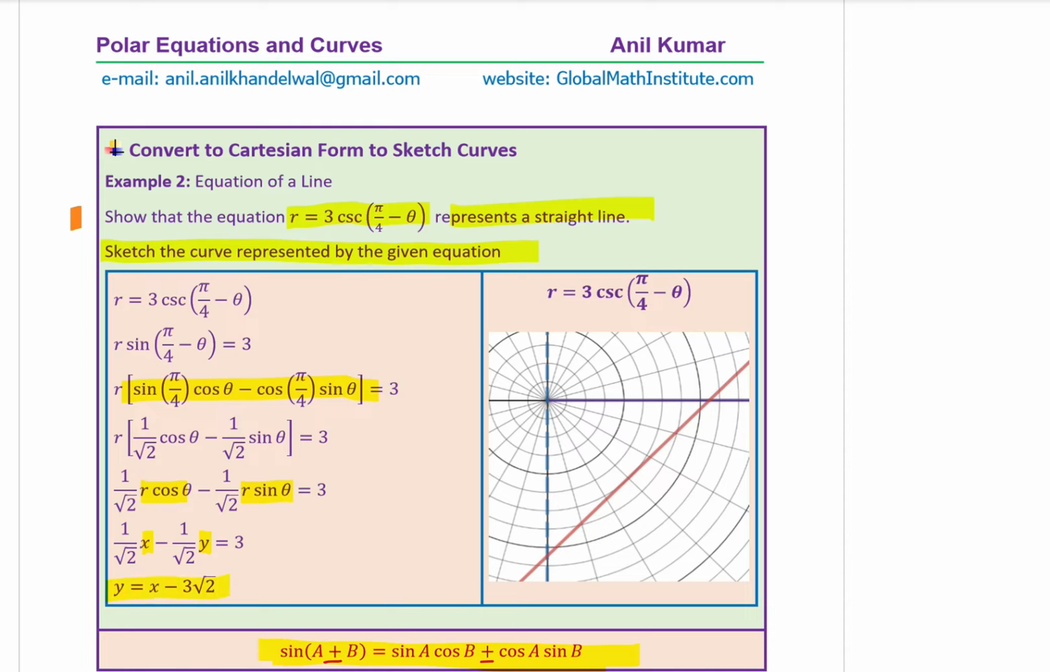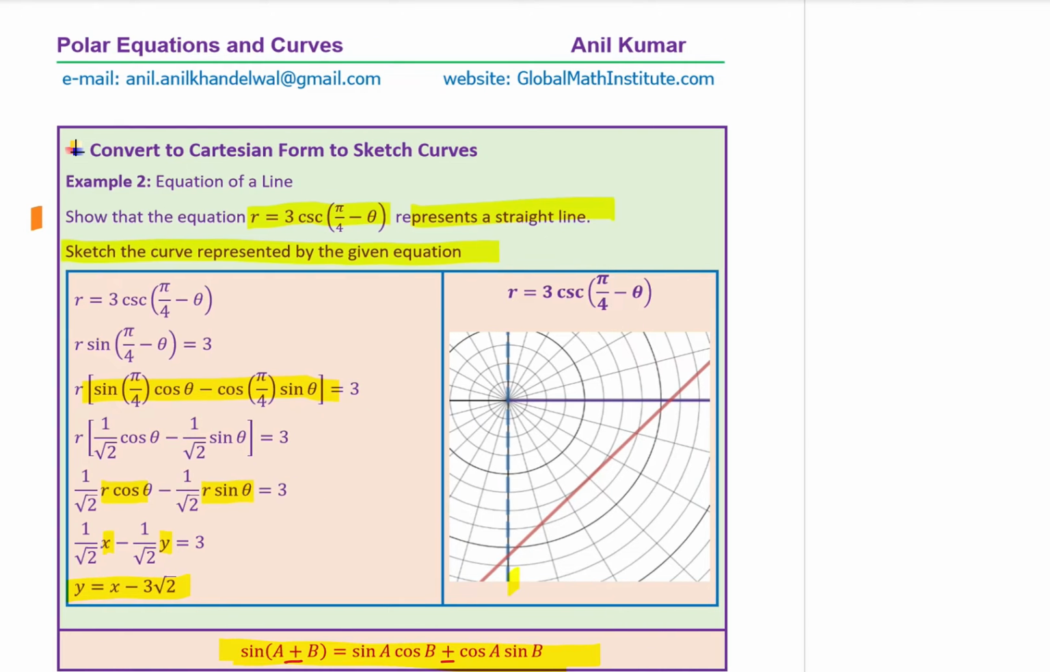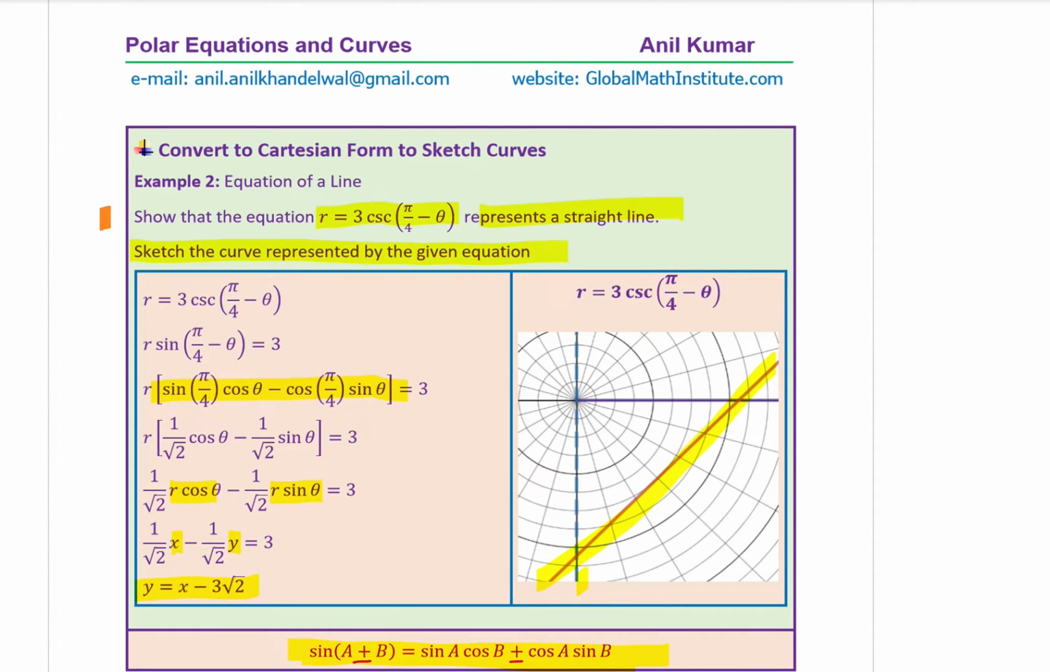I've written this in slope intercept form, y equals x minus 3 square root 2. Perfect. And here is the graph of the line as shown to you. Correct? So that is how the line could be sketched. So I hope that makes sense.